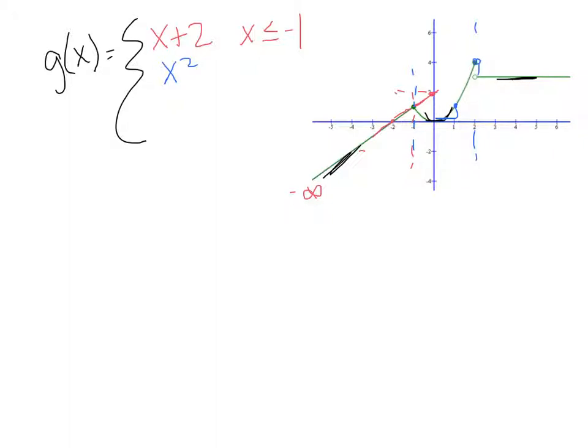Now that closed circle kind of makes it a little wonky because I don't know if the closed circle went with the line or if it went with the parabola. For this case, it doesn't matter. It gets us the same value, so I included it with the line. I'm not going to include it with the parabola. However, I do need to include that too. So from negative 1 all the way up to and including 2, the parabola is the true rule.